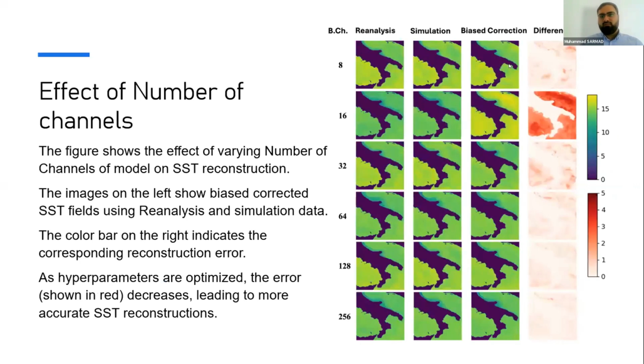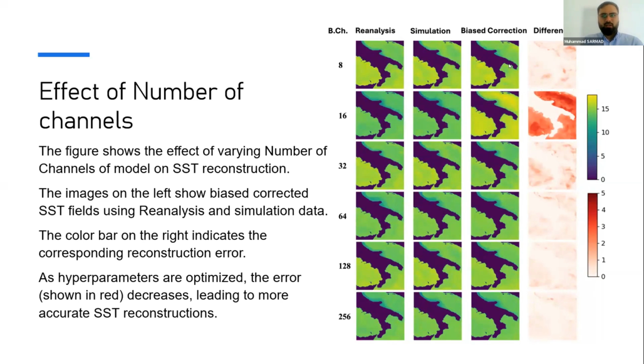So here is the inference image, which we implemented for a different number of channels for our diffusion model. As I told you before, we use two inputs. One is the simple noisy image, which is reanalysis, and then we have a conditional input, which is simulated data. So simulation and reanalysis were both given as input, and we got a bias-corrected output.